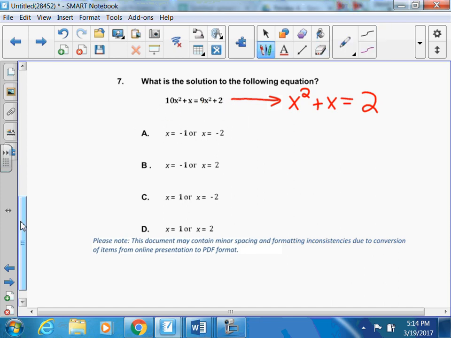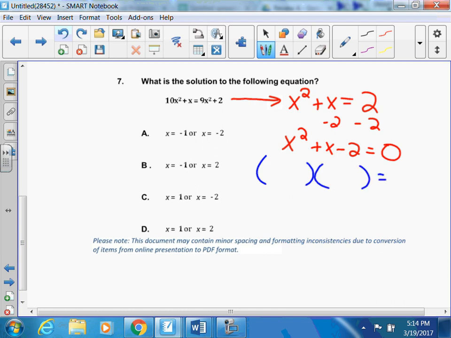From here, we're going to move the 2 across, so I'll subtract it, and we get x squared plus x minus 2 equals 0. And that's what we want. And now we're going to factor. So factoring this, if you remember, we discussed the AC method, but we don't have to do the AC method on this one because we have a 1 right here. So what we're going to do is set up our 2 parentheses.